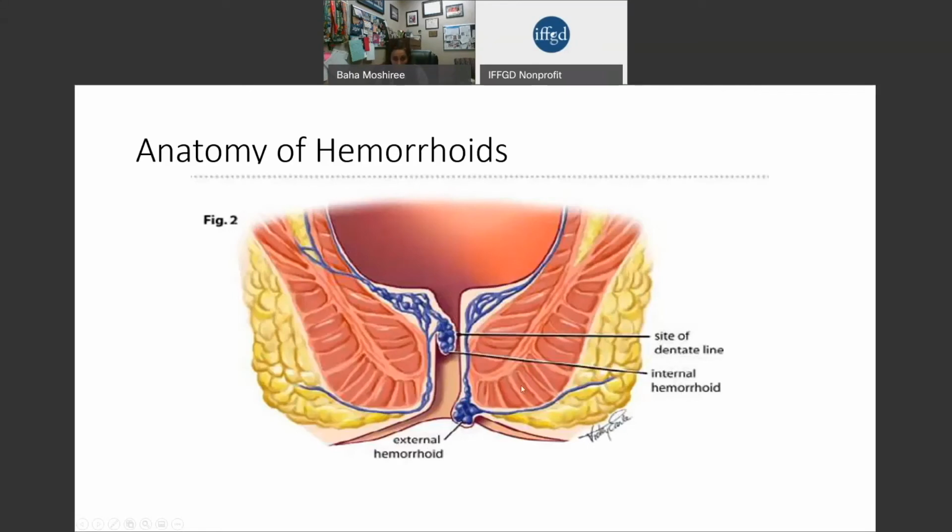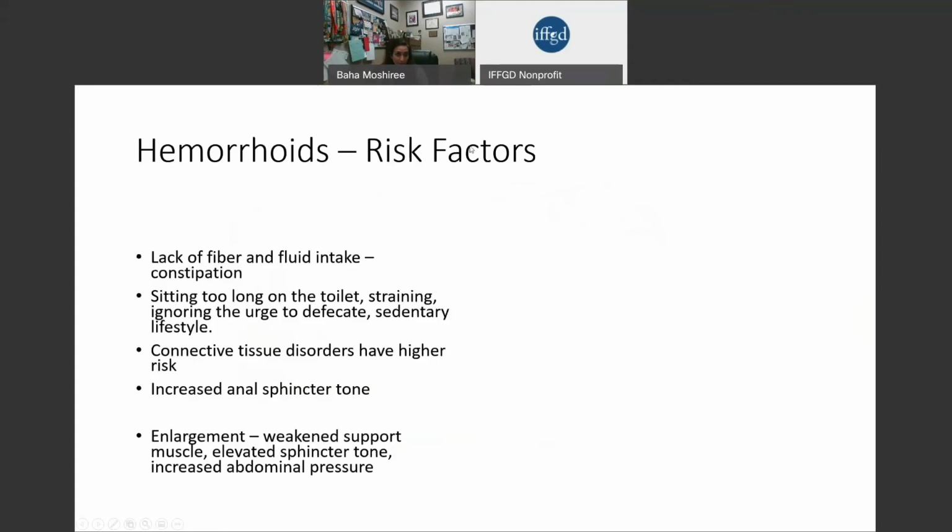So this is the anatomy of the hemorrhoids. You can see the internal ones are inside and past the dentate line, and then you have the external ones that are more outside, and if they get thrombosed, they're extremely painful.